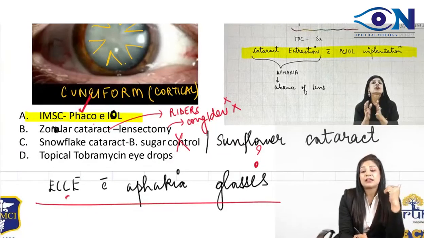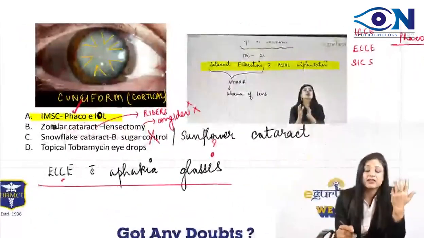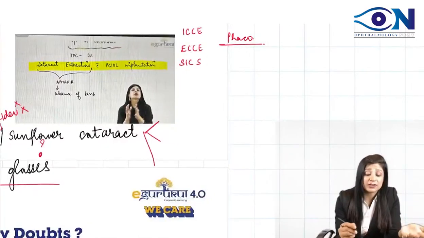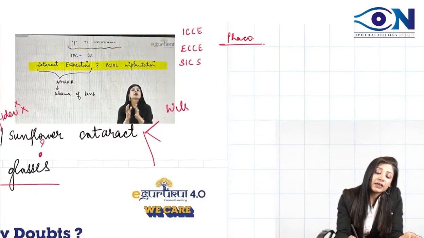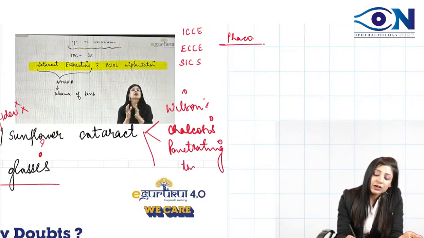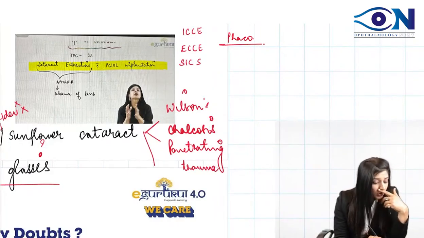Definitely it is not a sunflower cataract, because sunflower cataract, what are the causes of sunflower cataract? This also we discussed even in one shot. I told you it can be the Wilson's disease, it can be the Charcot's, or it can be a penetrating trauma. These are the three things. So we are not having any of the causes of this sunflower cataract. So it is not a sunflower cataract, not snowflake.